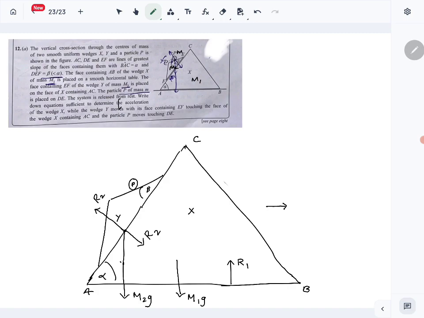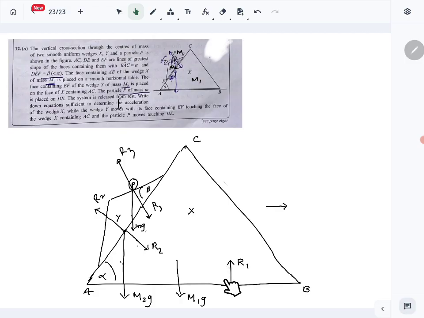We'll mark forces for P also. The weight of P is mg, and what else acts on P? The reaction perpendicular to the surface, so that is R3, in that direction. So all the forces are marked.